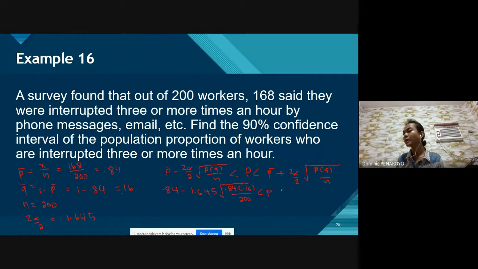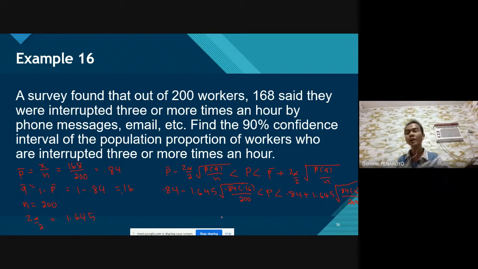And for the upper limit, we have 0.84 plus 1.645 times square root of 0.84 times 0.16 all over 200. Okay? So, yun yung ating solution.